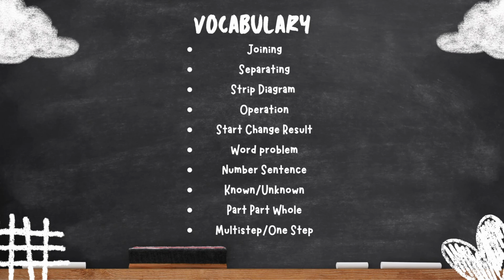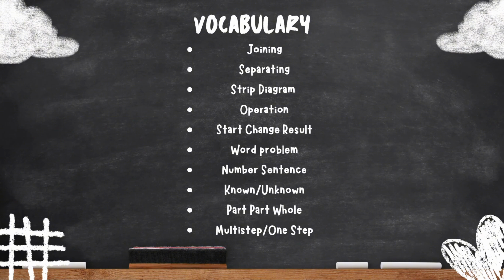I use a strip diagram, which is a graphic organizer that I can put the numbers in to make sense of the problem. I will use the word operation to describe if I'm adding or subtracting to get the answer. Sometimes we talk about start, change, result. So when you read a word problem, if you really can't make a movie in your mind, you might need to talk about what number you start with, what is changing, and what you're ending up with, what the result is. And that's another form of organizing your thinking.